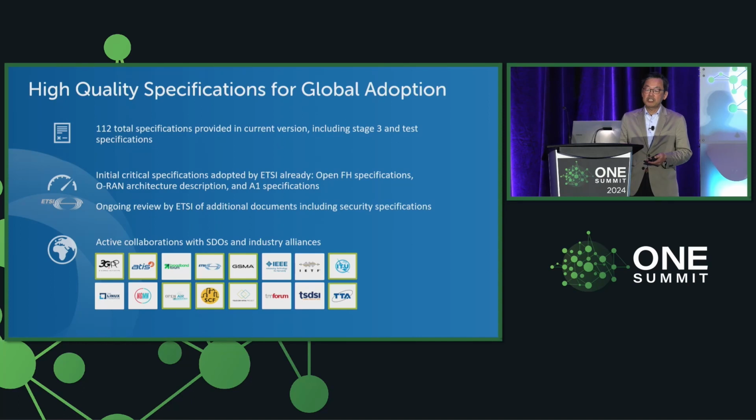Initial critical specifications such as open fronthaul were already adopted as part of the ETSI standard. So it's not only an O-RAN specification, but also an ETSI standard. And many more O-RAN specifications, including security, are under review by ETSI. So hopefully soon they all become part of the ETSI standard.